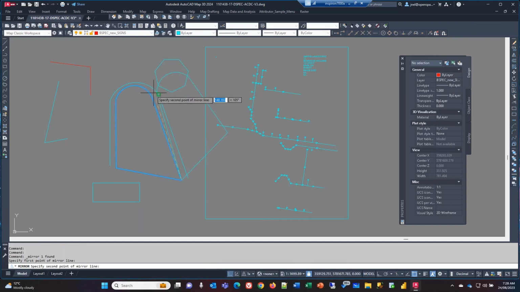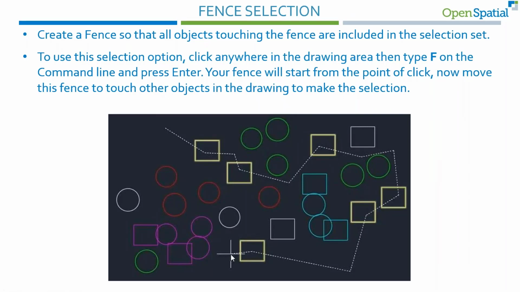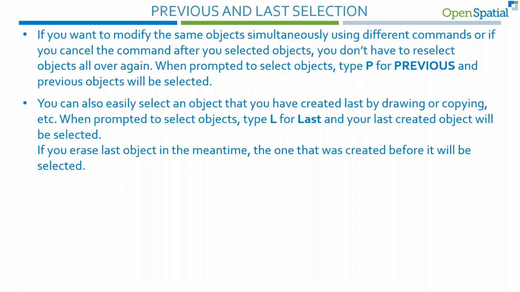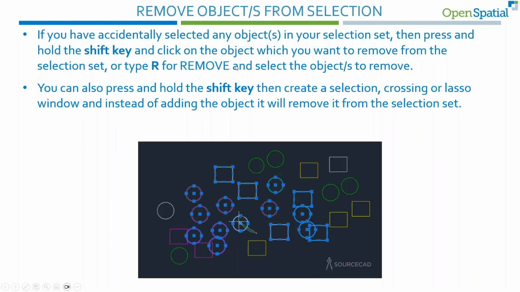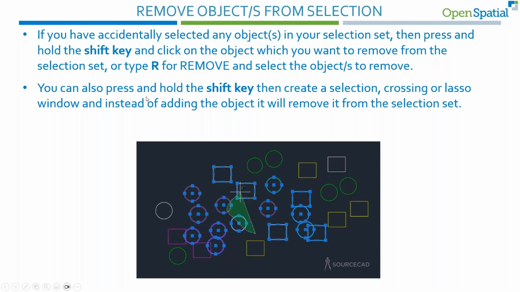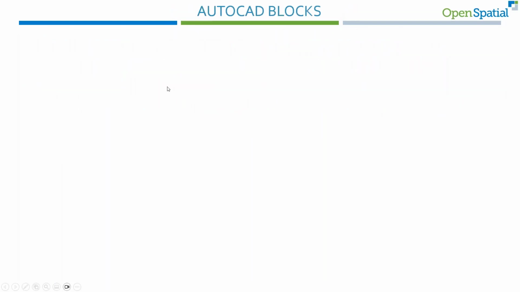So I can then say, okay, let's mirror that. And there's now my mirrored entity that it created. A fence, so that's basically everything that it goes through. It will select that for you. The freehand selection we've gone through. To remove objects from the selection set is R, or hold shift. So if you've got the current selection, shift will remove it from the selection.